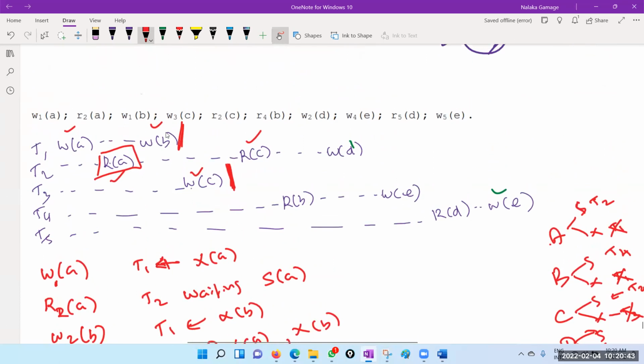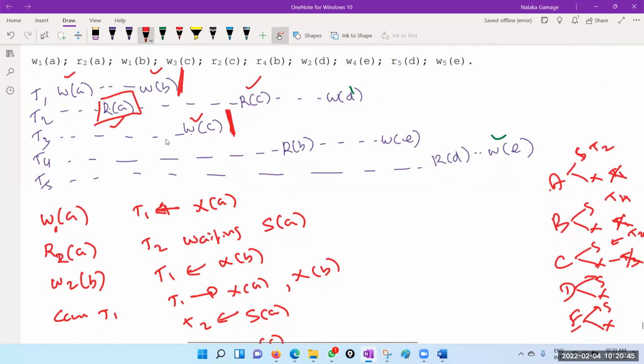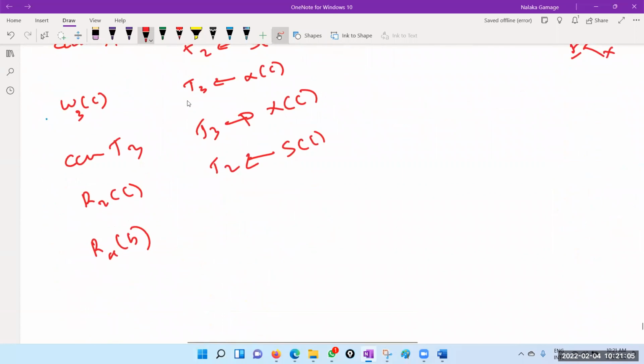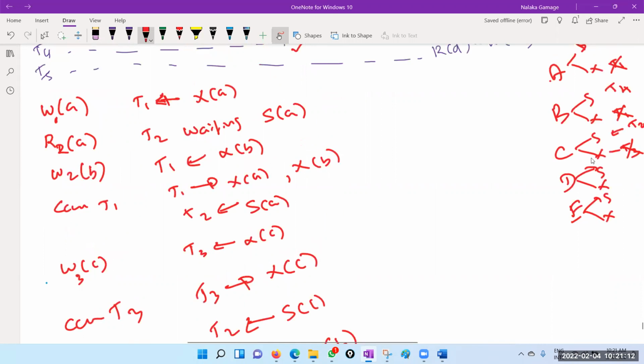The B lock was there, but the B write lock was released. Now it can take the shared lock of B, because the read lock is available, since the lock is already released. Therefore transaction 4 reads B. Transaction 4 gets shared B. Now the shared B is with transaction 4.